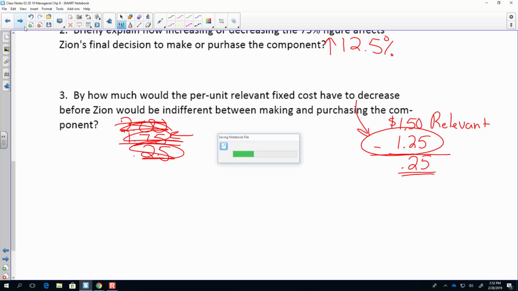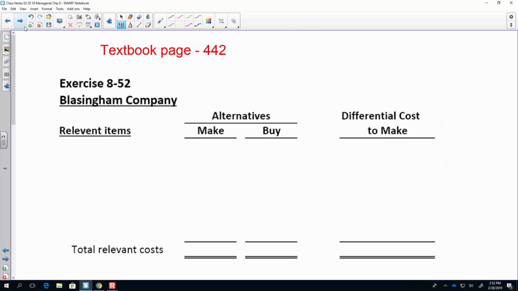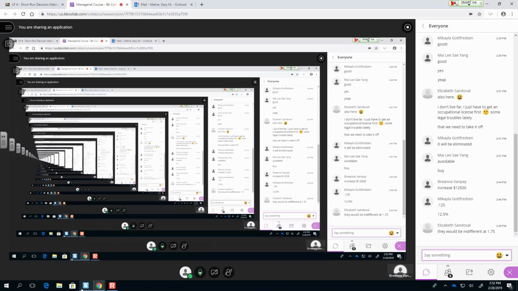Okay, I think we're okay. Let's try another one here. 52, let's jump up to page 442. Get us at least one more shot at this, because I didn't like how we ended that. Oh, somebody has another thought. Nope.